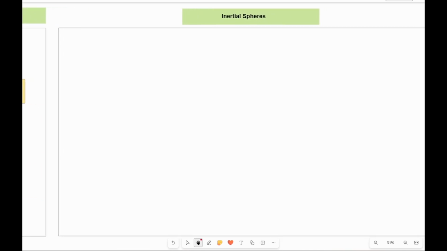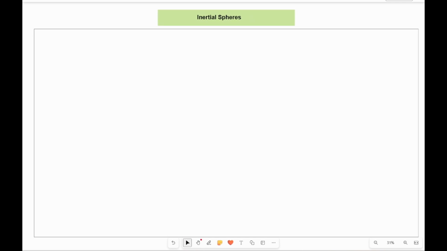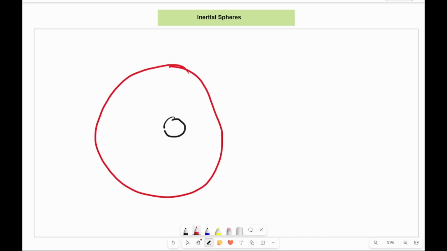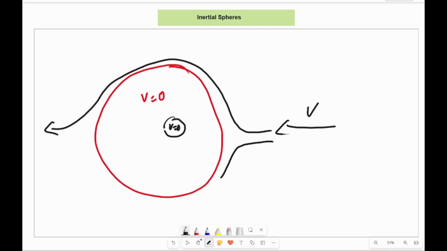Now, in order for this to work, we're going to introduce the idea of an inertial sphere. And so how does that look? We're going to have a particle, and then we're going to say that around this particle is some inertial sphere. V equals 0 here, V equals 0 here, and then we're going to have V out here. So around this particle, we have an inertial sphere, and that is going to drag all of the space-time particles with it. And then there's going to be some sort of slip condition on the outside.